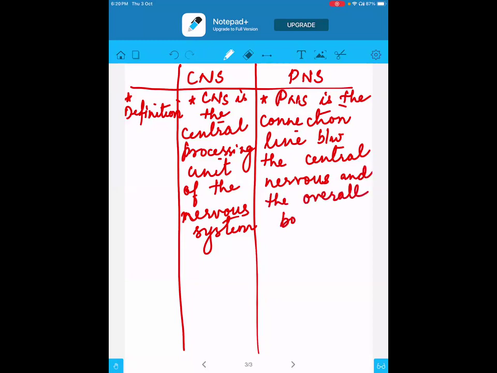So how will they be connecting? They will be connecting through the peripheral nervous system. So that is how the definition of both will be. CNS is the central processing unit, whereas the PNS is the connection line between the CNS and the body part.